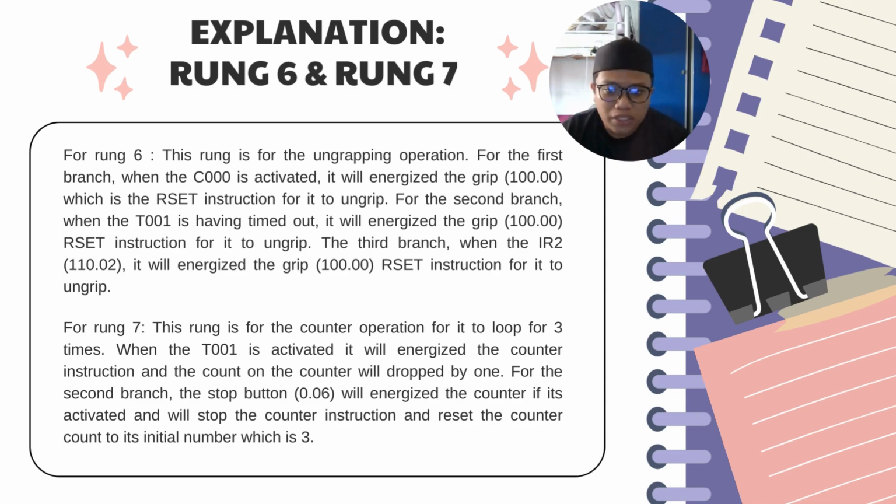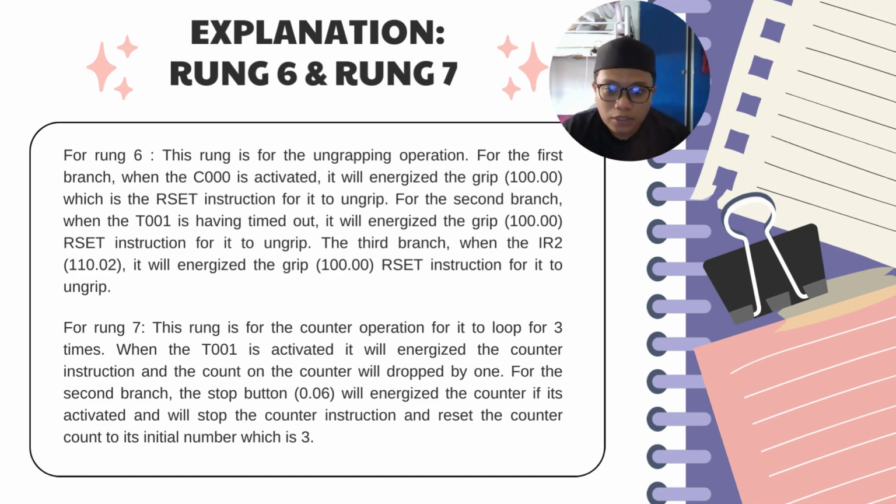For the second branch, when the T001 has timed out, it will energize the grip 100.00, the reset instruction for it to ungrip. For the third branch, when the IR2, which is 110.02, is activated, it will energize the grip 100.00, the reset instruction for it to ungrip.